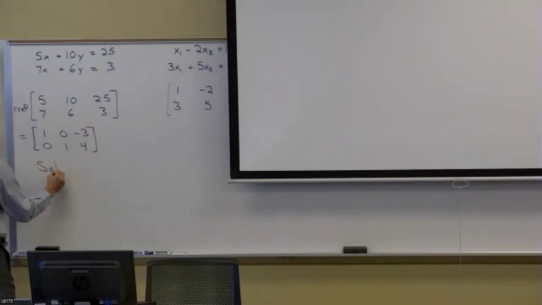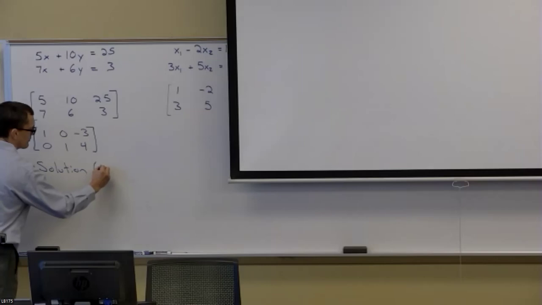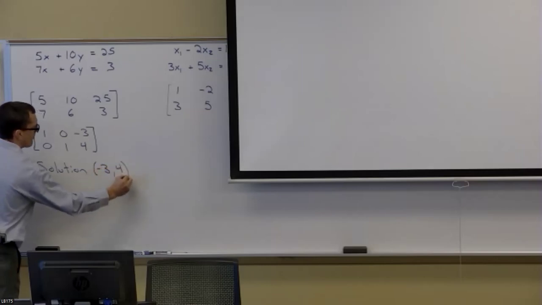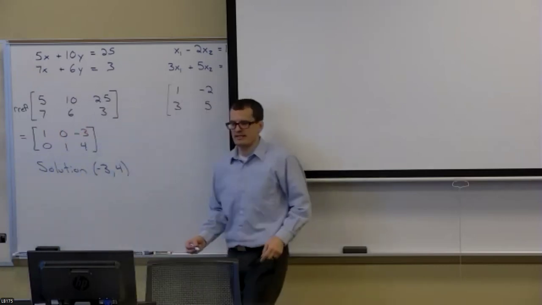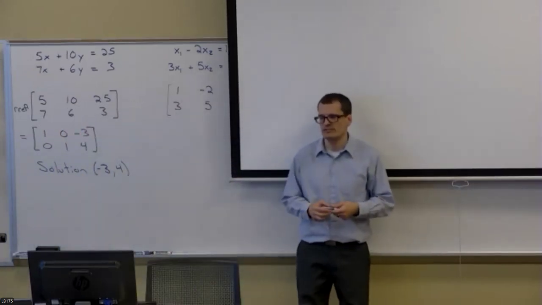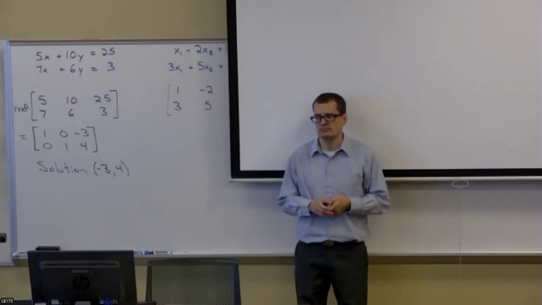So the solution to this system of linear equations is going to be when x is -3 and when y is 4. Or if we wanted to write it as an ordered pair, -3, 4. You can check that answer if you'd like. Plug in -3 into x and 4 into y in each equation. You'll end up showing that you actually get the same thing. Does that work?